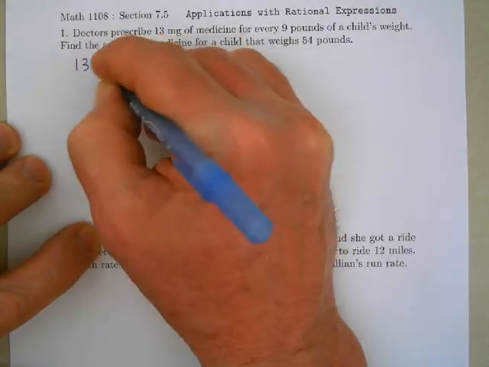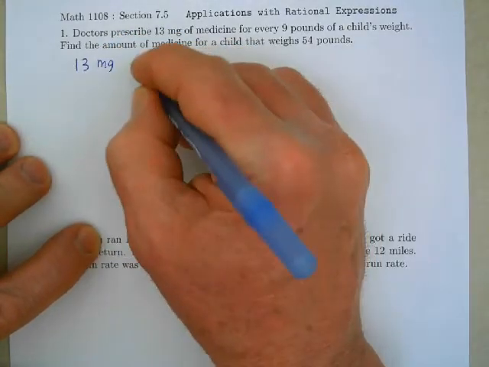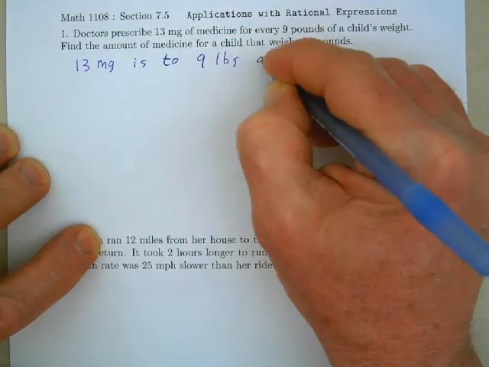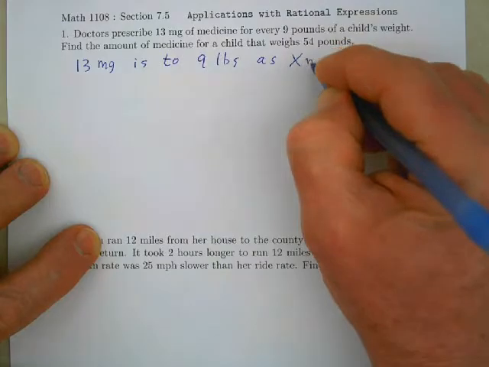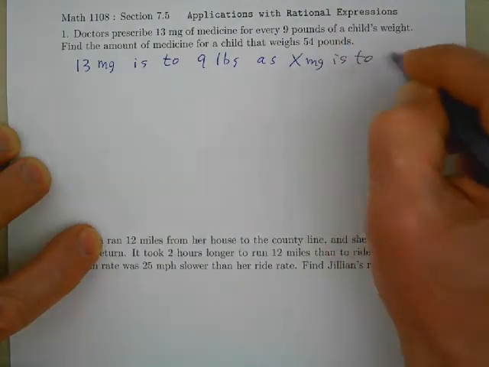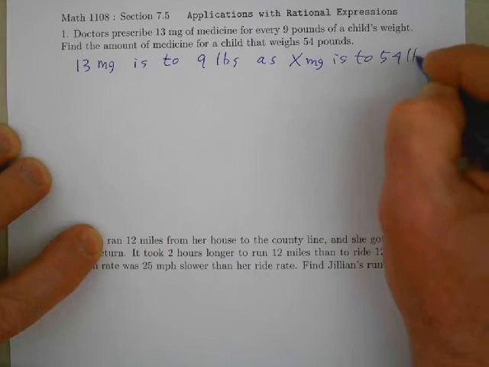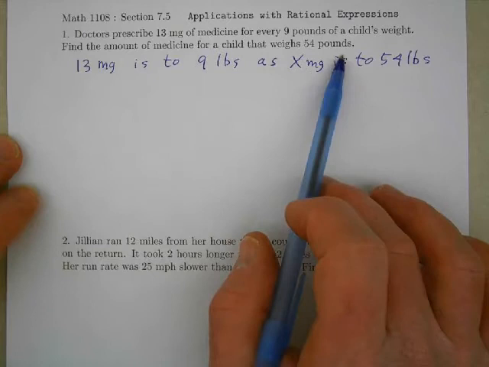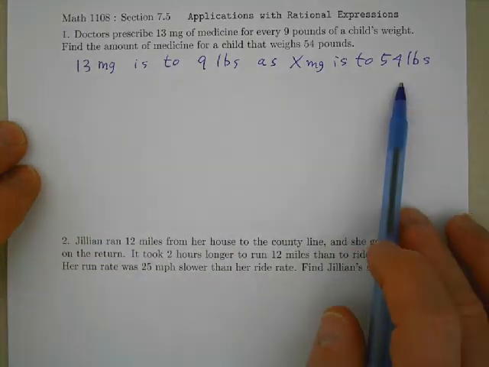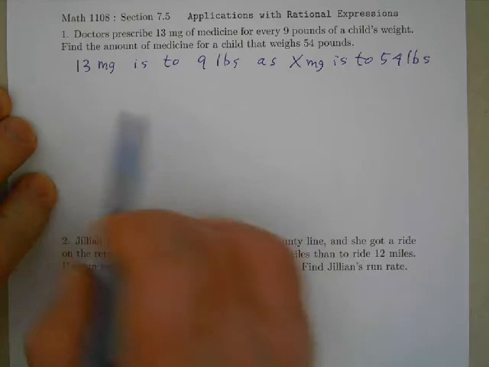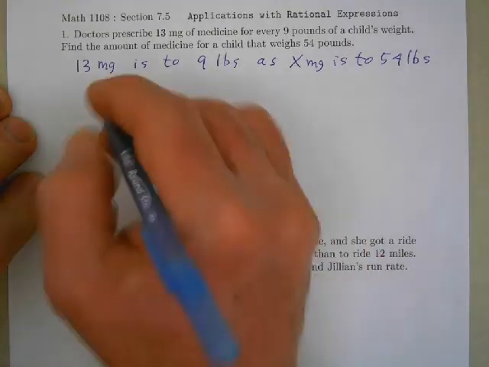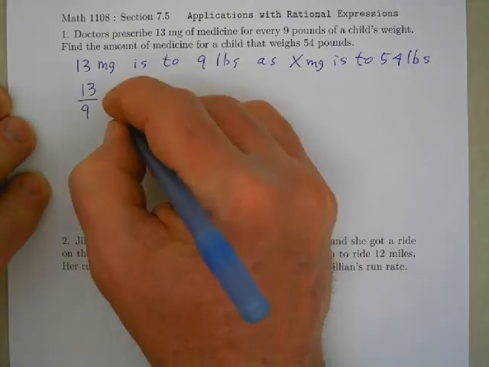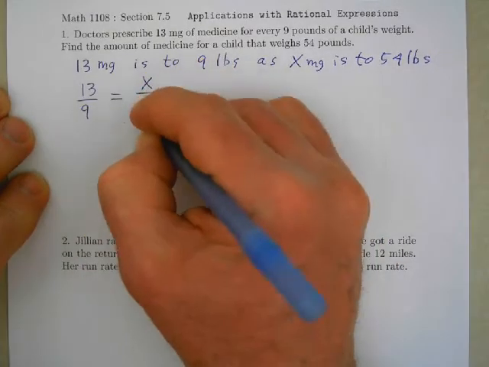Think of it this way. 13 milligrams is to 9 pounds, as X milligrams is to 54 pounds. The X represents the amount of medicine for a child that weighs 54 pounds. This proportion in words can be translated into an equation. 13 milligrams is to 9 pounds. I'll write that as 13 is to 9 without the units, as X is to 54.